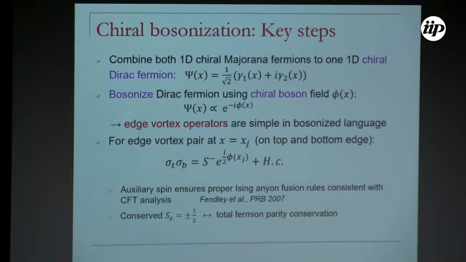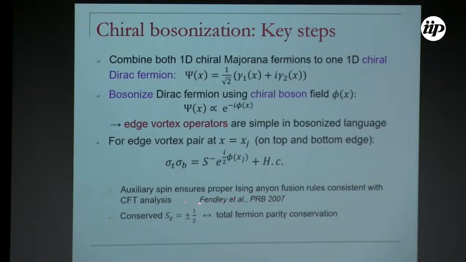Then once you have this Dirac fermion, you can bosonize it. It's a one-dimensional chiral Dirac fermion. You can bosonize it using a chiral boson field, so a boson field that also moves only in one direction. And the big benefit of that is that the edge vortex operators have a simple representation in bosonized language only. I wouldn't know how to write them down in the fermionic language, at least not in an easy way. And this has been spelled out in a beautiful work by Fendley, Nayak, and Matthew Fisher in 2007.